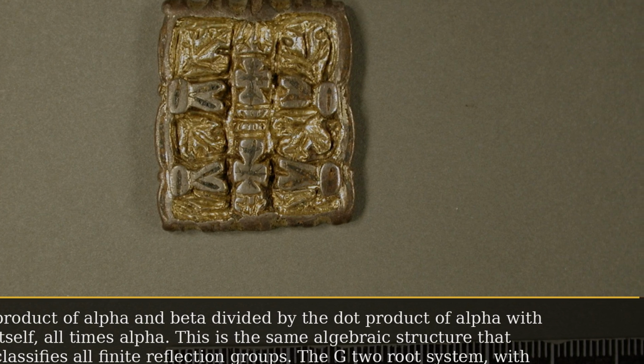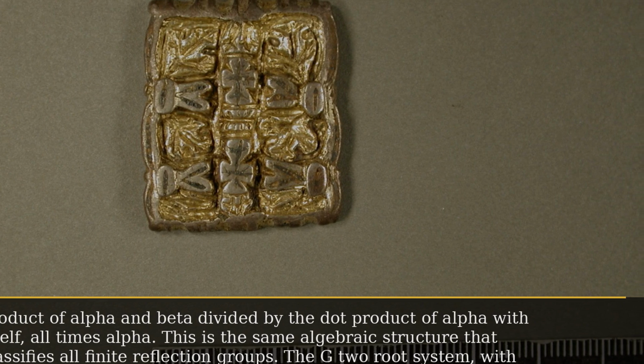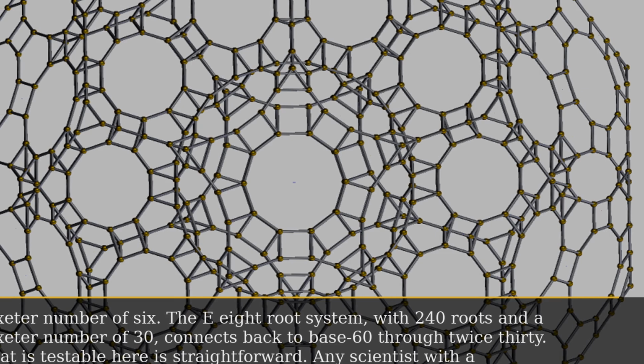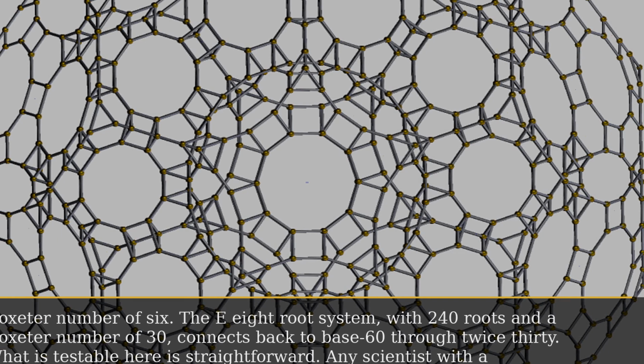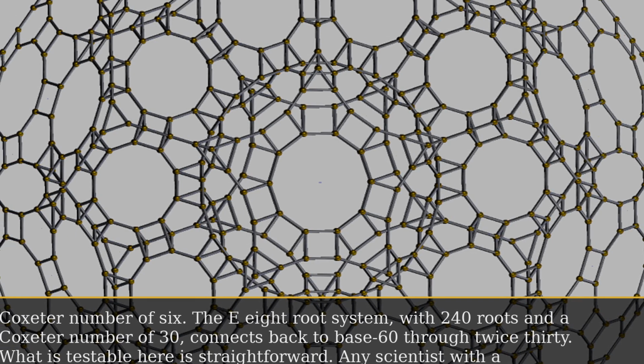The G2 root system, with 6 roots at 60-degree angles, yields hexagonal symmetry and the golden ratio phi through its Coxeter number of 6. The E8 root system, with 240 roots and a Coxeter number of 30, connects back to base 60 through twice 30.